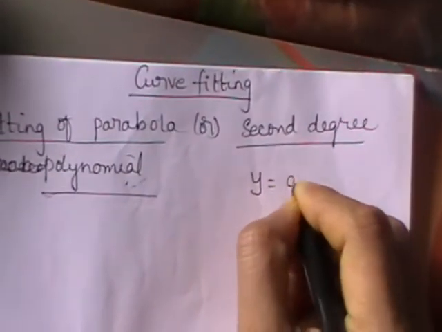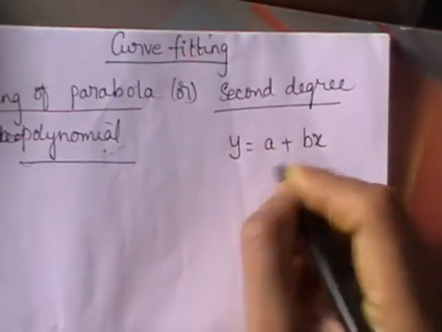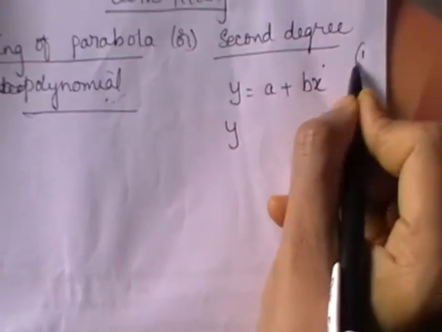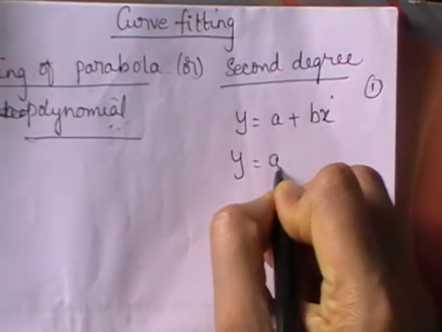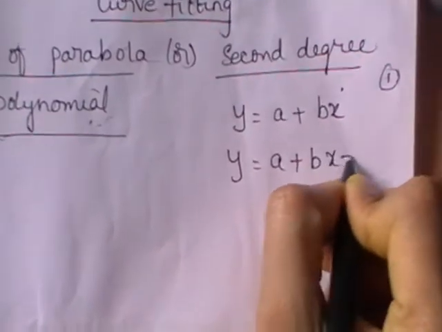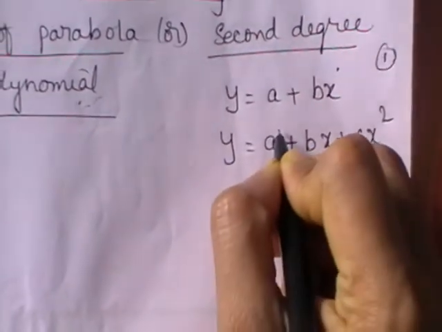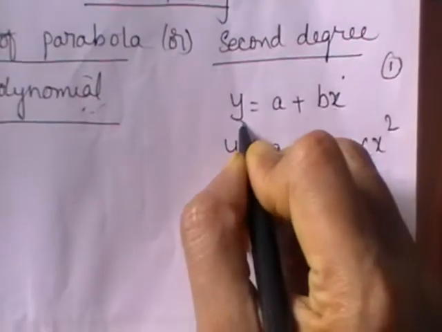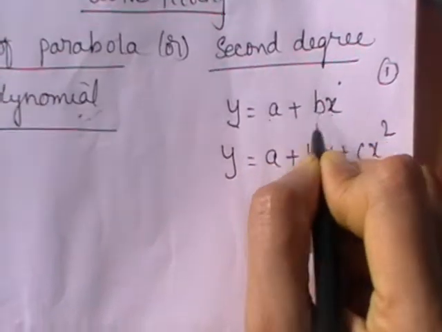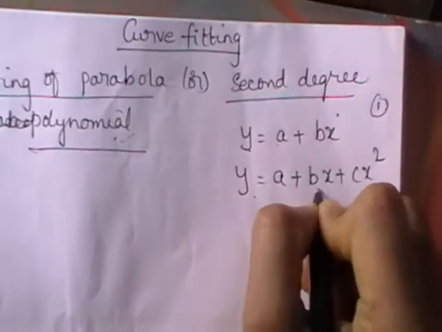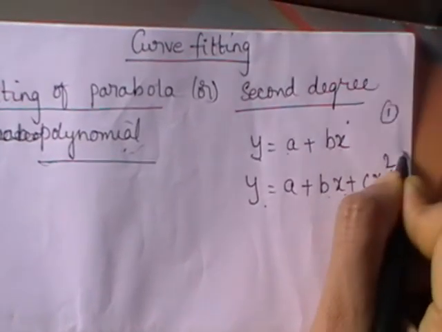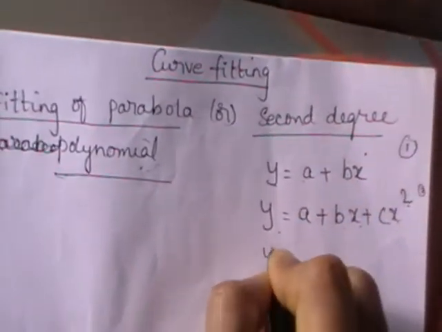Straight line form is y equal to a plus bx. What is the degree of this polynomial? It is a polynomial of degree 1. The second degree polynomial is a plus bx plus cx square. Here the constant has 0 degree. Here the two variables are x and y, and a, b are the two unknown constants. So y is equal to a plus bx plus cx square is the second degree parabola.